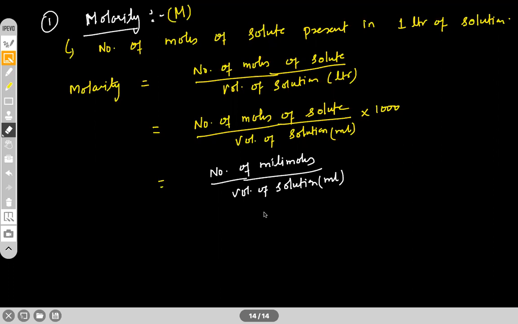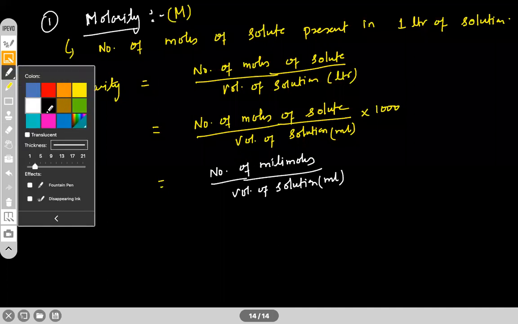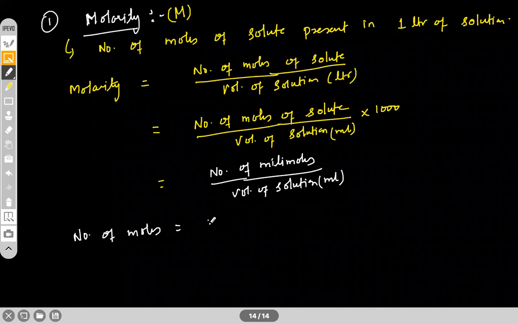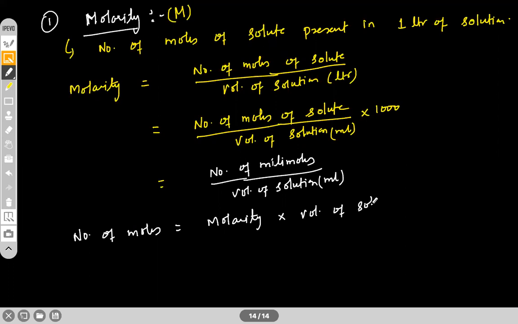So now you see, if molarity is given, and you multiply molarity by volume of solution in liter, you will get the number of moles of the solute. Okay, so this is again another formula to find out the number of moles. Number of moles equals the concentration molarity into volume of solution in liter, right?